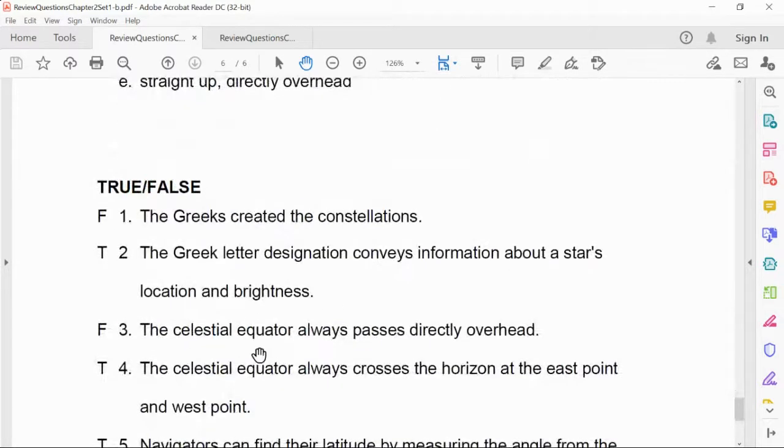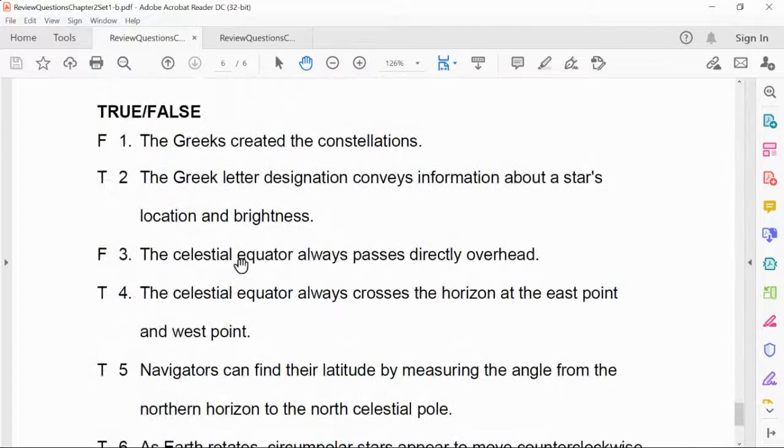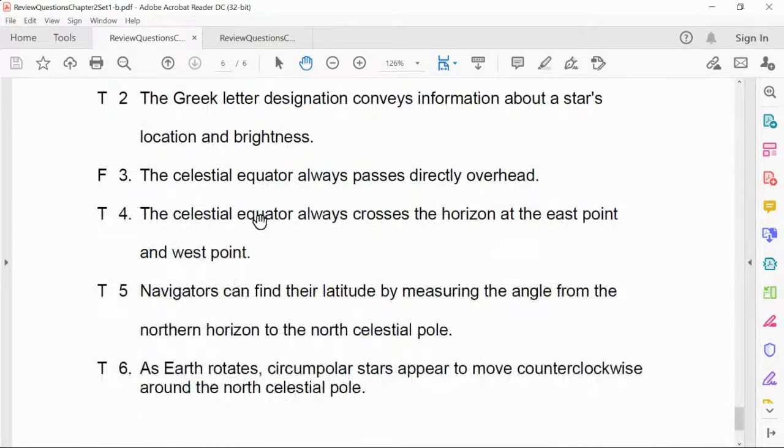And then we have a true, false here. The Greeks created the constellations. That's false. Actually, the Babylonians did, and that's what the recorded history says. The Greek letter designation conveys information about star location and brightness. Yes, within the constellation, that's true.